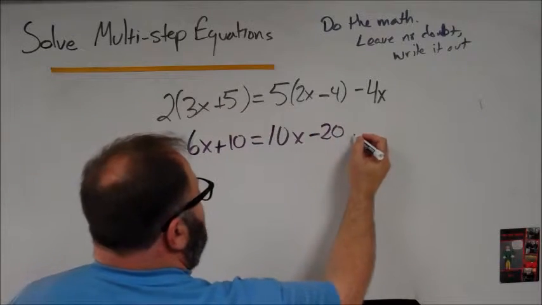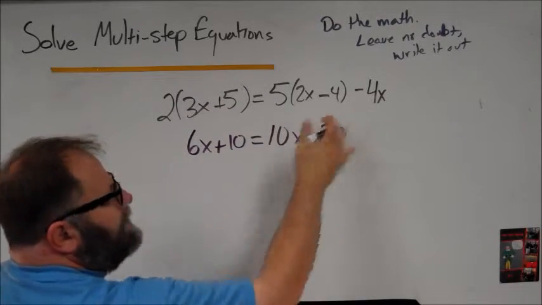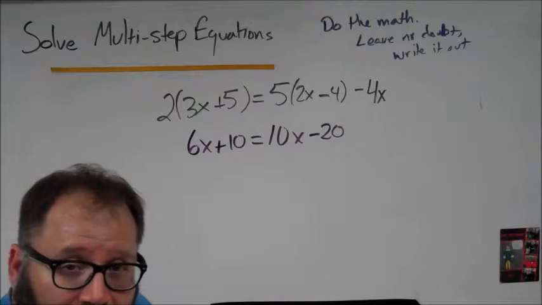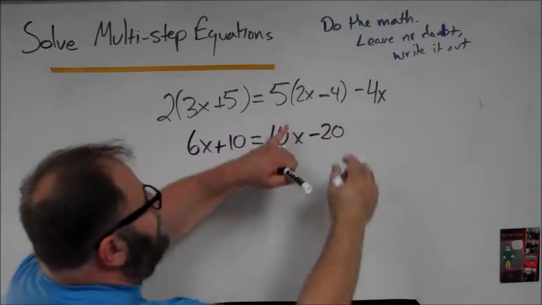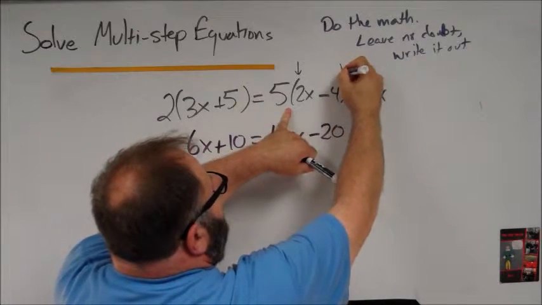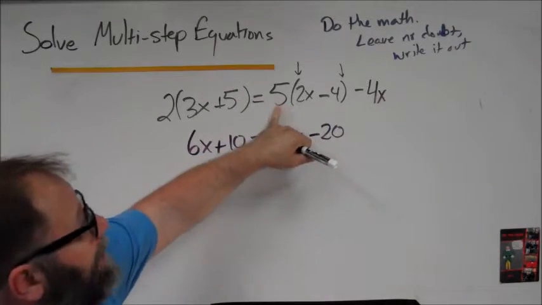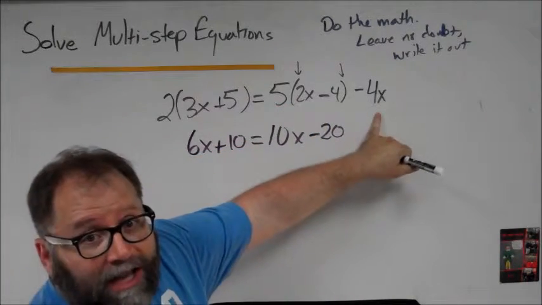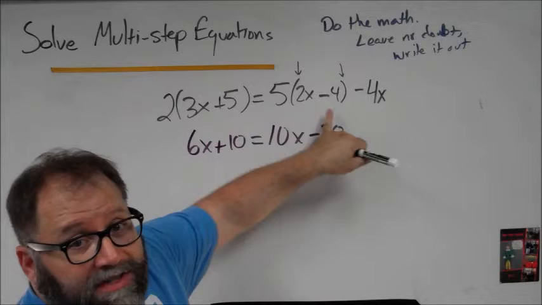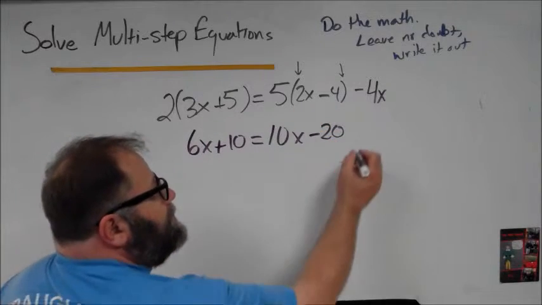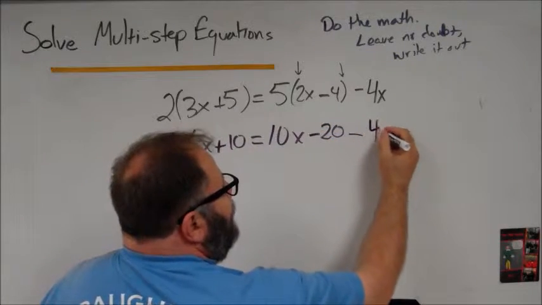Positive times negative... No, that doesn't make it there, does it? Oh, that's a critical thing here. Notice that those parentheses end here, which means that that 5 does not get distributed to that negative 4x. That negative 4x is not part of that quantity. So this is just a negative 4x on the end here.